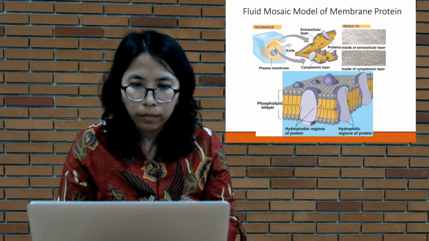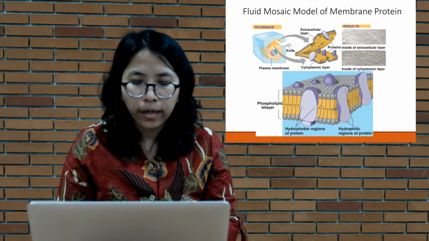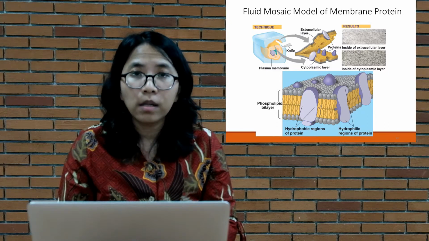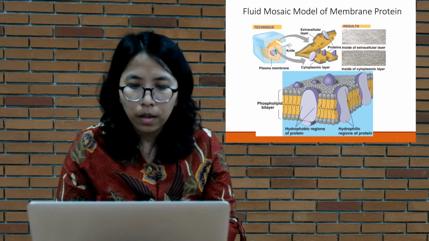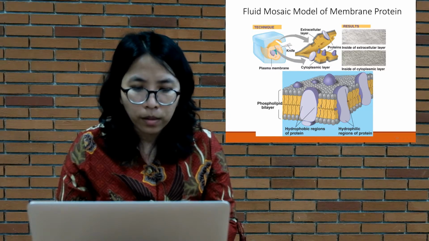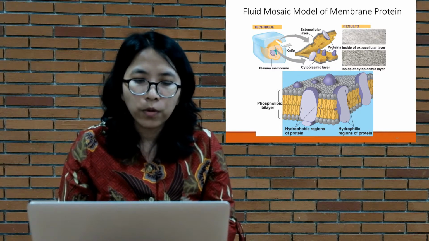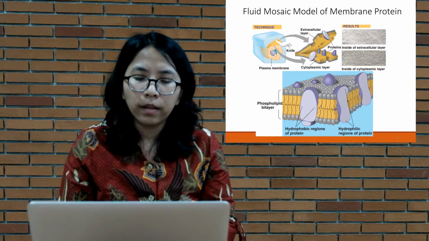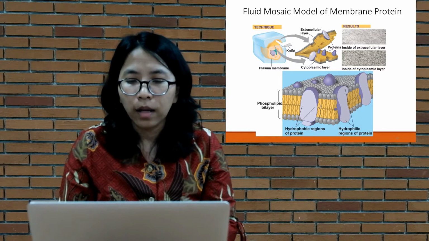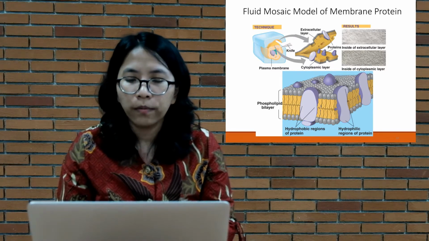So this is the fluid mosaic model of membrane protein. The fluid mosaic model represents the consensus view of the cell membrane structure, which is based on the following: first, the membrane is fluid as the phospholipids have lateral movement. So you can think of it as gasoline floating on water or a ping pong ball floating on water.